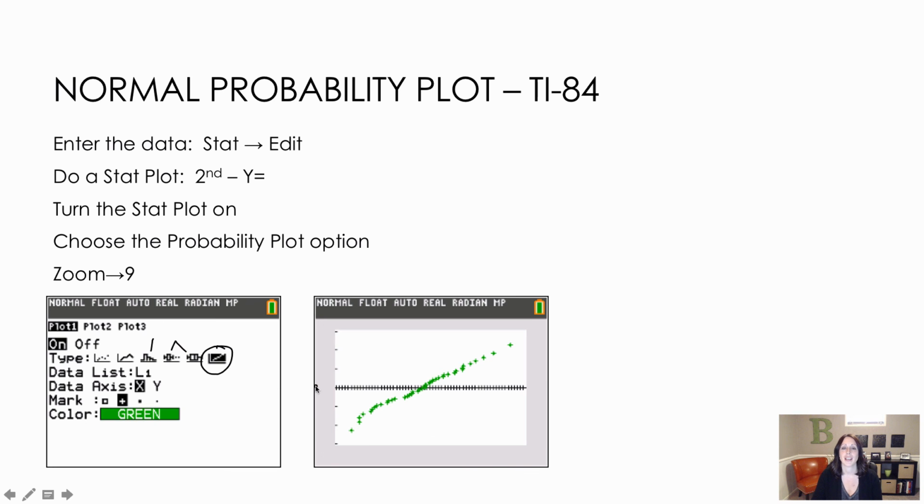This one is our normal probability plot, and then you choose the list that you want. Notice it doesn't make the line to compare it to, but I can see that it does make a nice straight line, and so therefore it fits the normal model.